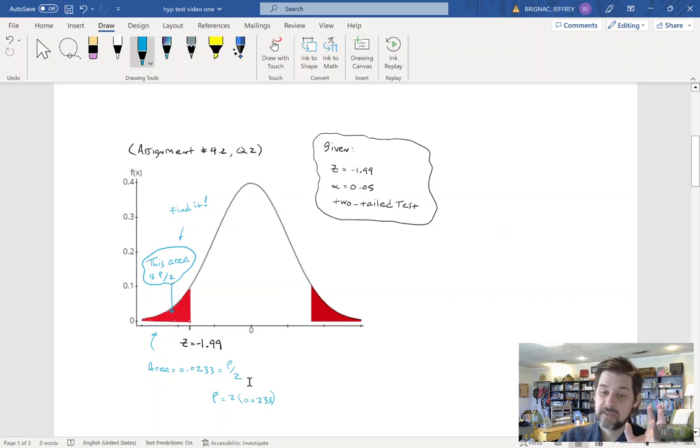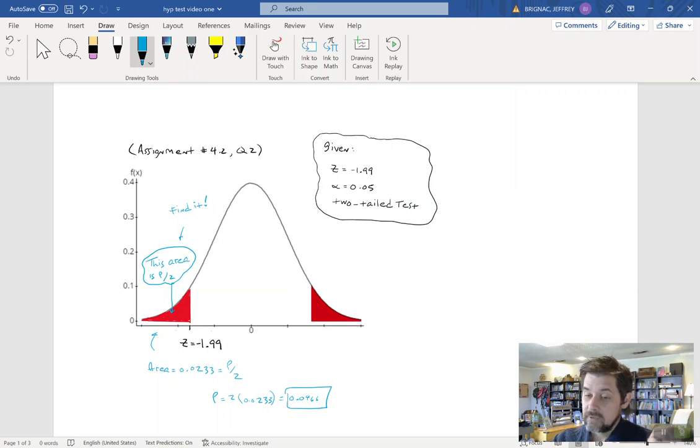So I find it, I double it, right? And it's no big deal to do that. No big deal to double it. We can do that. Okay. And then we get our p-value.